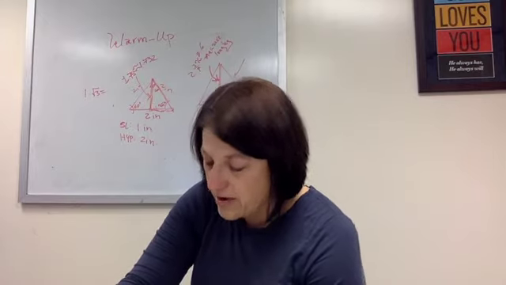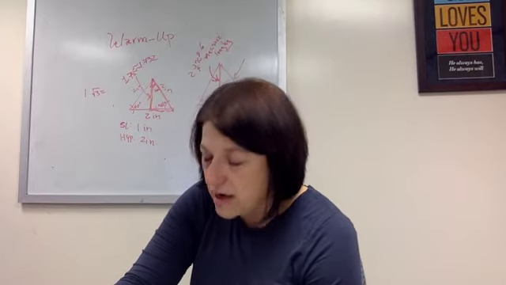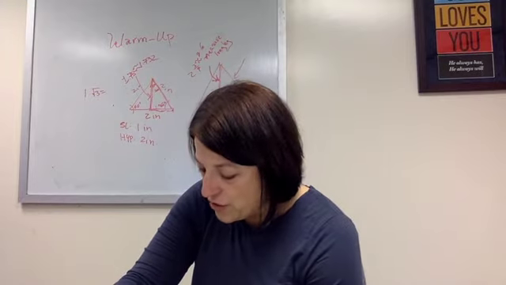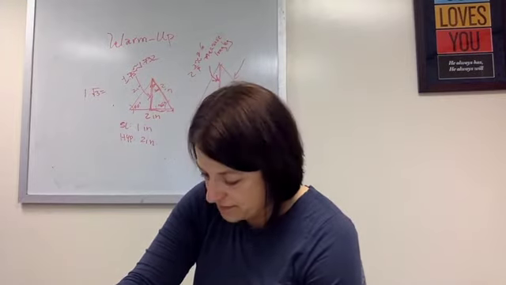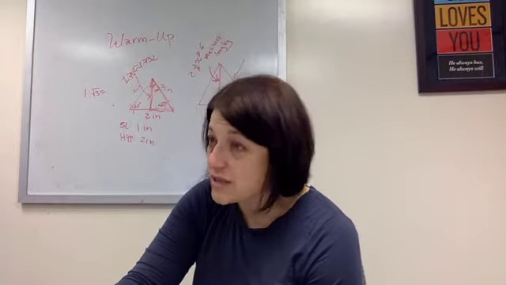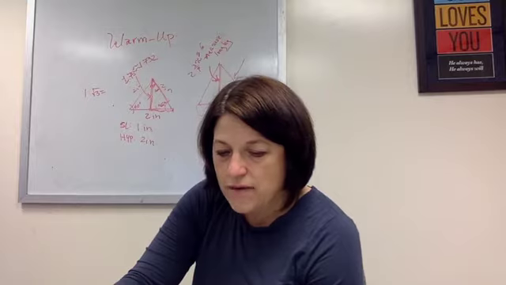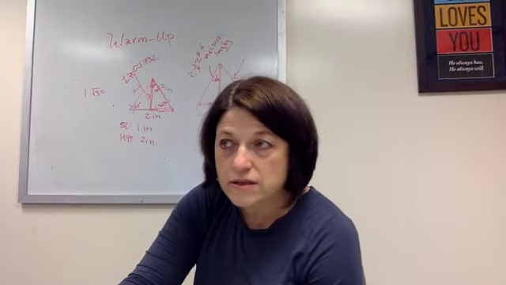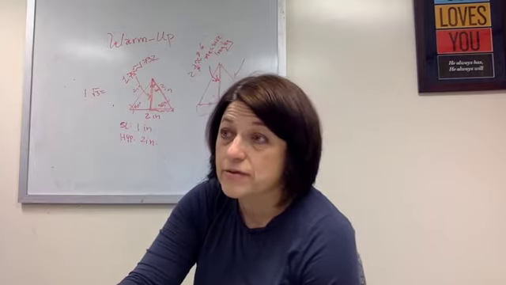30, 60, 90. And what have they given you? The hypotenuse. So what do you know about the short leg? It's half of the hypotenuse. Right, so 6. Okay. And what do you know about the long leg, therefore? It's 6 times the square root of 3, right?